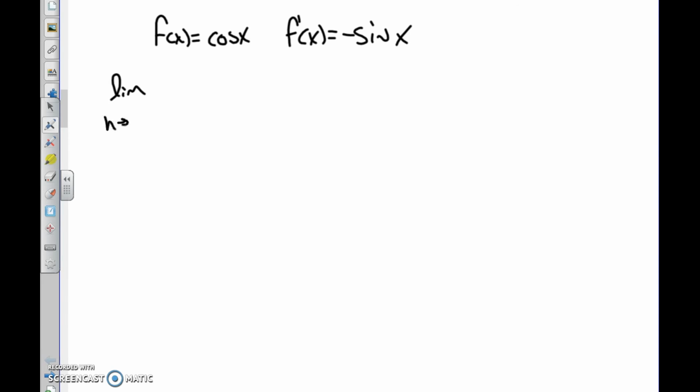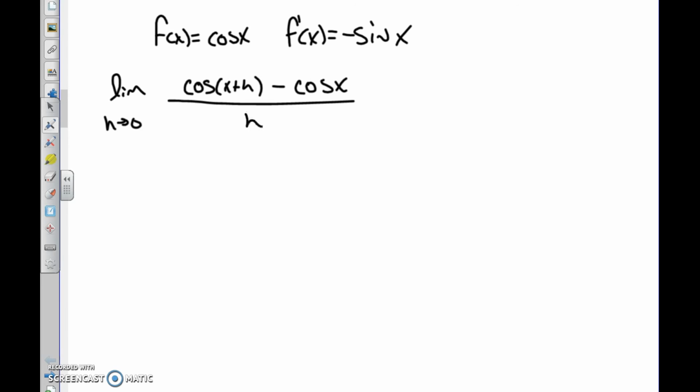So remember, we're going to find the derivative of cosine of x to equal negative sine of x. So there's our final goal. That's what we're trying to reach. So we're going to do so by using the limit process. The limit as h approaches 0 of the difference quotient, cosine of x plus h minus the original function, which is just cosine of x, all over h.